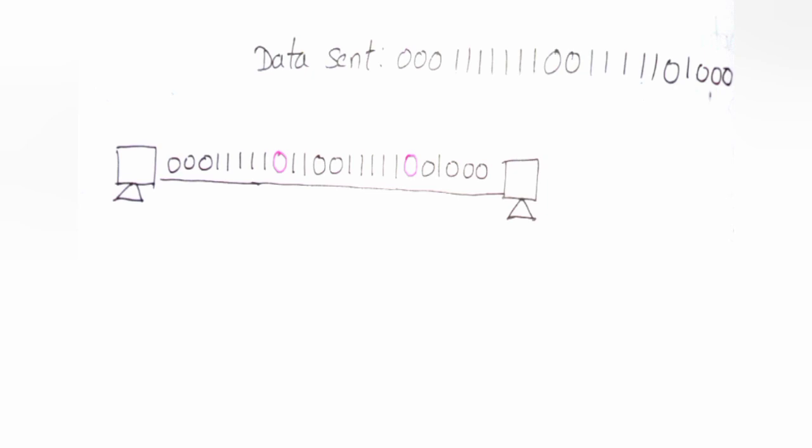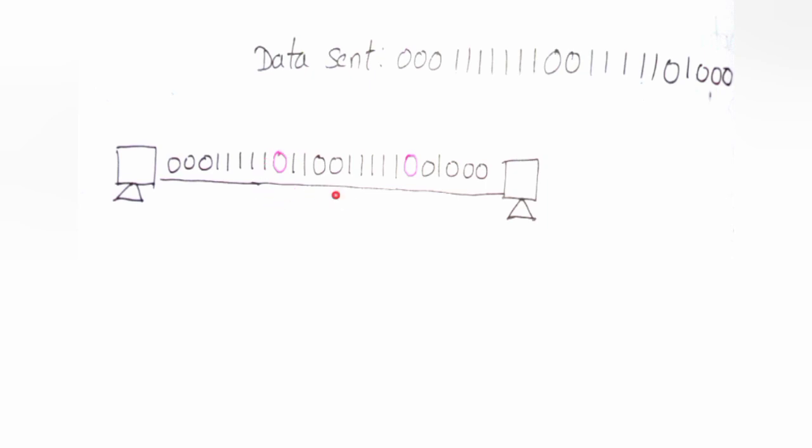Here we can see an example. The data that we are sending is 000, 7 ones, 00, 5 ones, 0, 1, 000. This is the data that we are sending. According to the bit stuffing method, we have to add one redundant bit, that is 0, after 5 consecutive ones. So the data is sent from the sender, and we insert the redundant bit 0 after 5 consecutive ones.